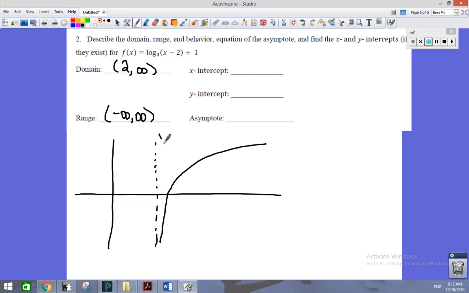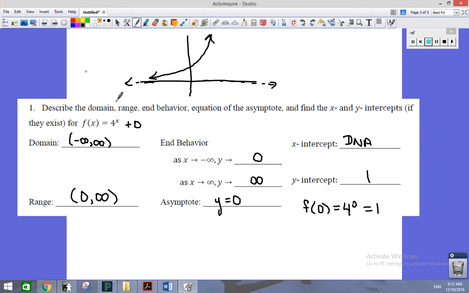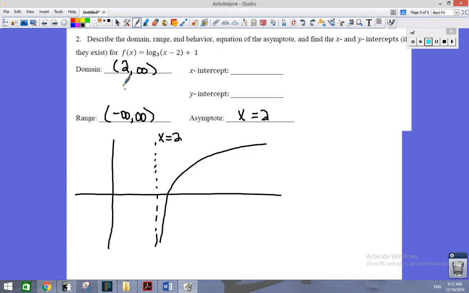This is the vertical asymptote x equals 2. And again, the number that we see here is the number that we see in the domain, just as the number that we saw for the horizontal asymptote was the number we saw in the range. The vertical asymptote is going to be the number we see in the domain. If there had been a reflection, then maybe it would be negative infinity to that number, but there wasn't.